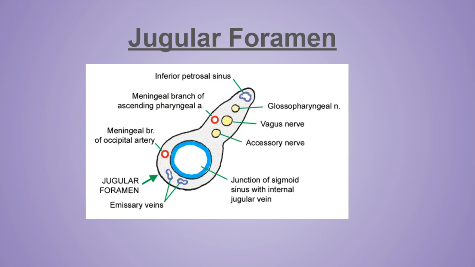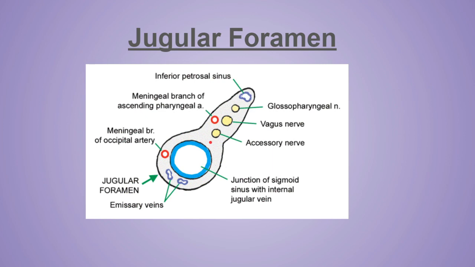Now last is the jugular foramen. This is very important. First of all, we will divide it into three main parts: the anterior part, the middle part, and the posterior part. From the anterior part, we mainly have two things: the inferior petrosal sinus and the meningeal branch of the ascending pharyngeal artery. Remember these two. Now the middle part has the 9th, 10th and 11th cranial nerves.